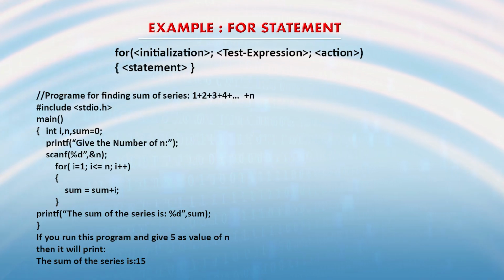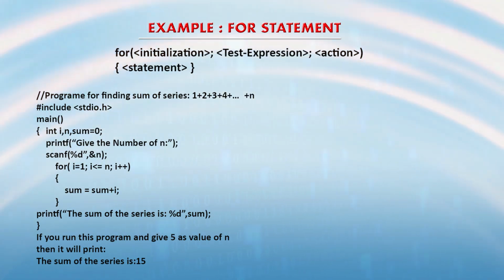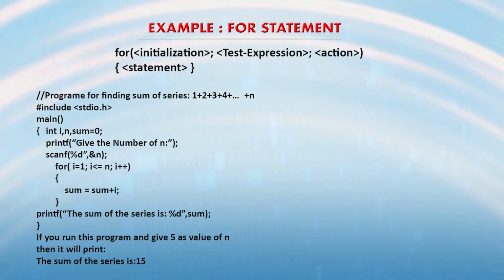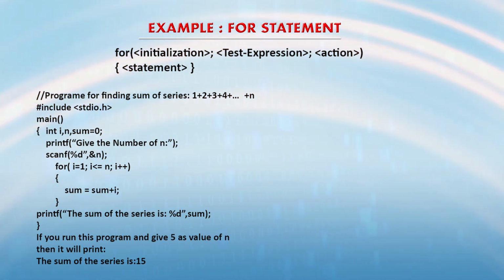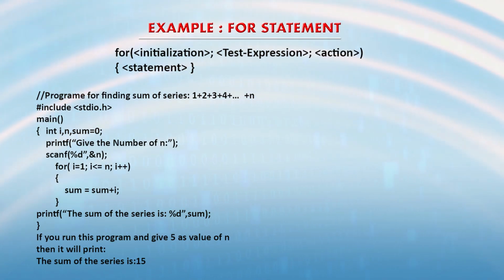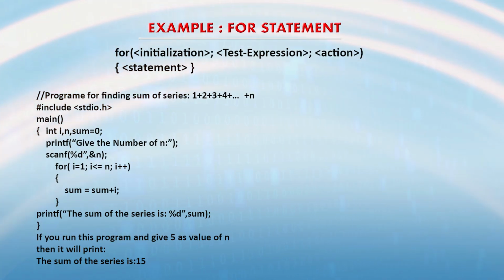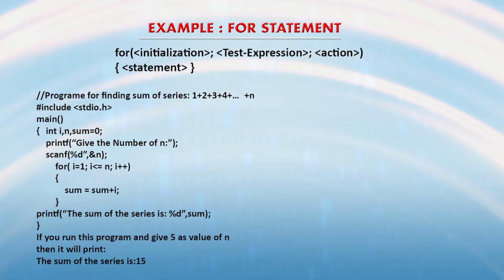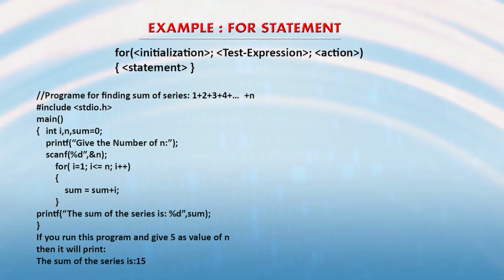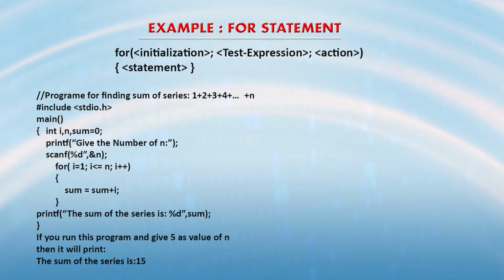To have interactivity, we first print a message to enter the number. The number n is entered by the user and read with the help of the scanf statement, so scanf %d, comma, n will read the number. Now, for i is equal to 1: this is the initialization statement, we are initializing the variable i is equal to 1.